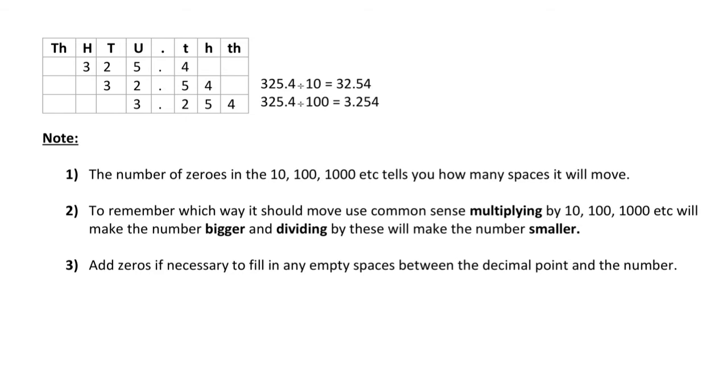So the number of zeros in the 10, 100 and 1,000 tells you how many spaces it will move. 2, to remember which way it should move, use common sense. So multiplying by 10, 100 and 1,000 and so on makes the number bigger, and dividing always makes the number smaller. And add zeros if necessary to fill in empty spaces between the decimal point and the number.